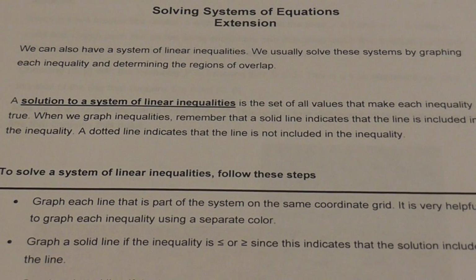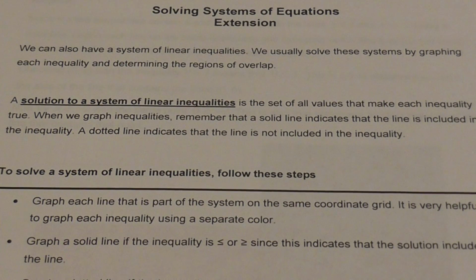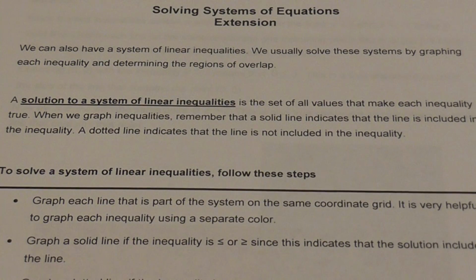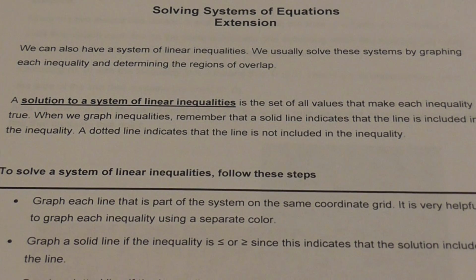So we've talked about systems of linear equations, but we can also have a system of linear inequalities. We're usually going to solve these by graphing each inequality and determining the regions of overlap. If you recall, whenever you graph an inequality, you have to shade above or below the line. When you graph systems of inequalities, you end up with a section where the shadings overlap, and that overlapping part is the solution to the graph.